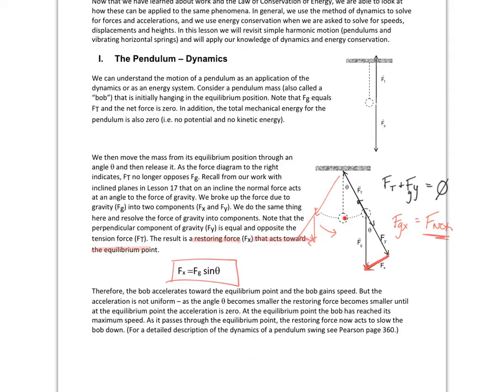It's 0 because, remember, it's switching directions now. At the equilibrium point, the bob has reached its maximum speed. As it passes through the equilibrium point, the restoring force now acts to slow the bob down. So it'll accelerate towards the center, and when acceleration becomes 0, it starts to transition to a negative acceleration and slows down until it reaches the same height, technically, on each side.